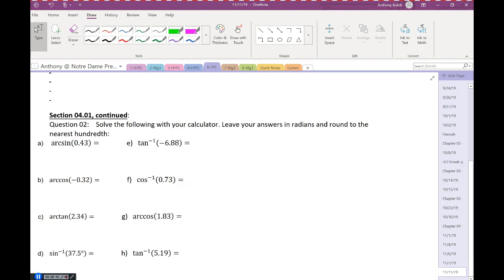Question 2. What do I have to do for these? Yeah, these are basically, should be almost impossible to get wrong.